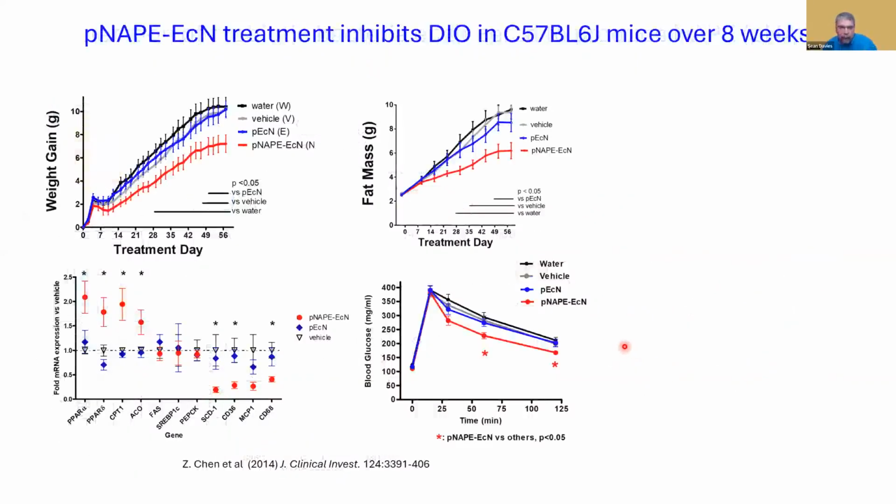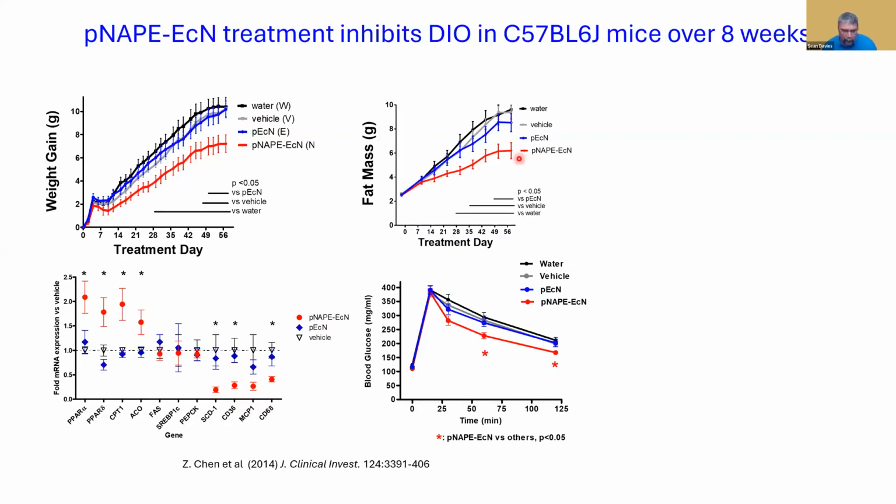Not surprisingly, if you put a mouse on a high-fat diet, they rapidly gain weight and they rapidly gain fat. And if we gave the vehicle or the bacteria with just the empty vector, that basically didn't change the trajectory at all. So just having bacteria in drinking water doesn't affect the mouse's behavior at all. But if those bacteria are now expressing NAPE, we see a significant decrease in the rate of weight gain and particularly the rate of fat gain.